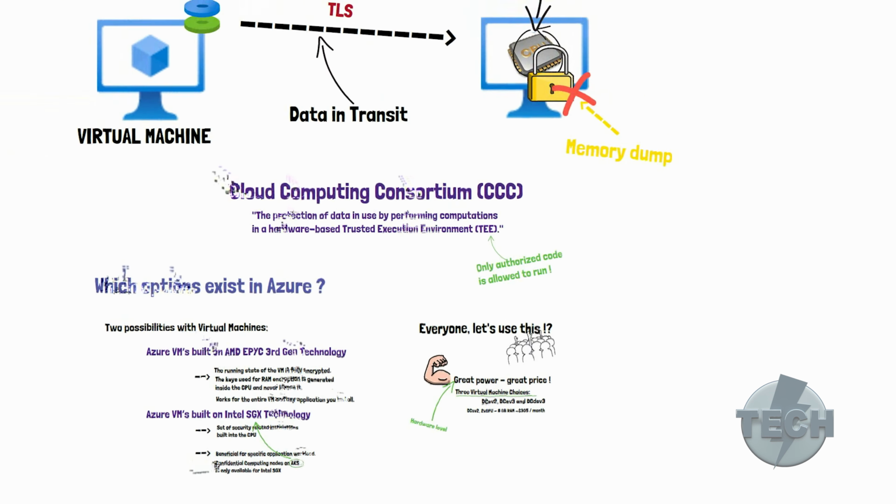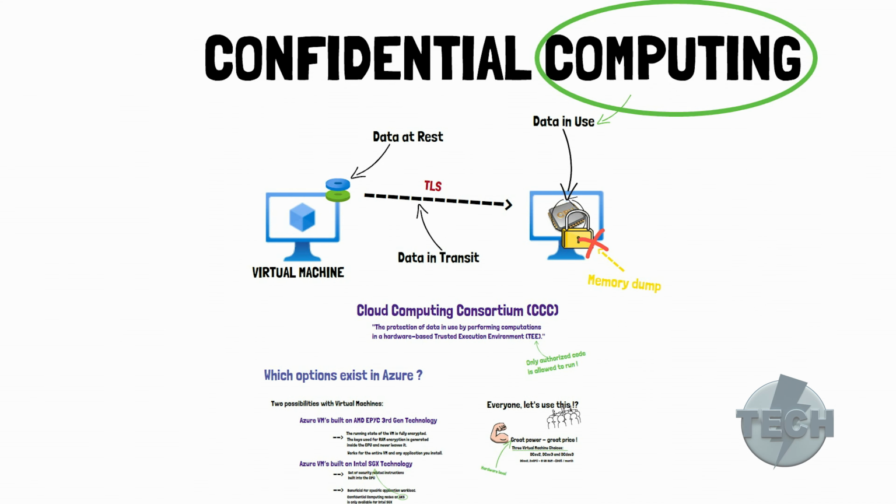The key takeaway here is that confidential computing enables us to have protection of data in use. And there are some options in Azure. You have the AMD and you have the Intel. That was confidential computing in Azure. I hope you learned something.